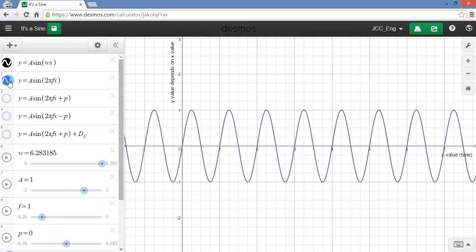So let's put a sine omega t, or a sine omega x, where x is time. Let's increase omega. At the moment it's 2 pi roughly. Pi is about 3.141 or 22 over 7. So this is 44 over 7, which is 6.28 something. It's 2 pi in radians.